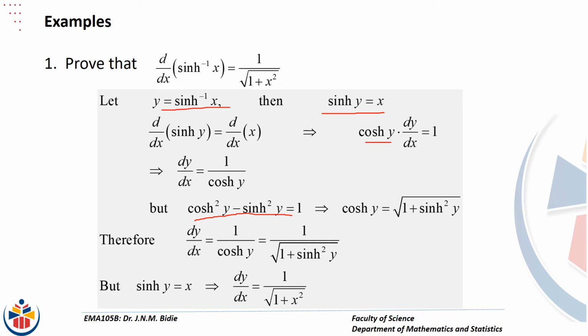So we ended up with 1 over cosh y being 1 over the square root of 1 plus sinh squared y, and in place of sinh squared y we substitute x. So that means the derivative of arcsinh of x is just 1 over the square root of 1 plus x squared.